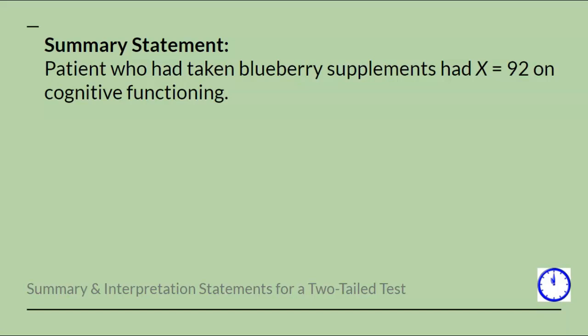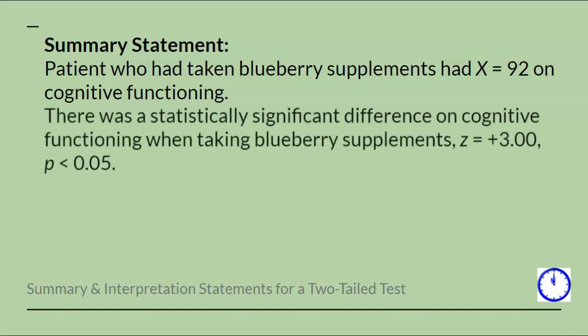The second sentence will report the calculated z-score, the significance level you used, and statistical significance. The second sentence would be this. There was a statistically significant difference on cognitive functioning when taking blueberry supplements. We report our z of +3, and p is less than 0.05. When making the decision to reject the null hypothesis, the direction of the sign is less than. Also, a little friendly reminder, in research we write complete sentences, and that means we need to end our sentences with a period.